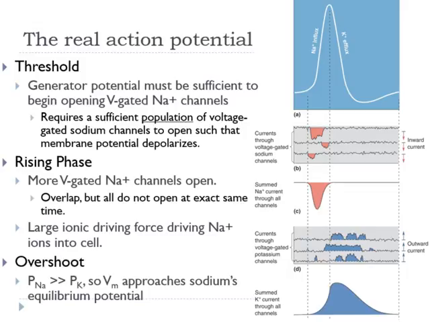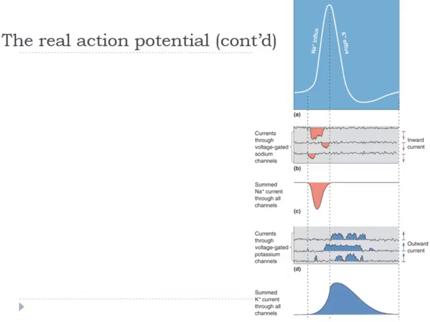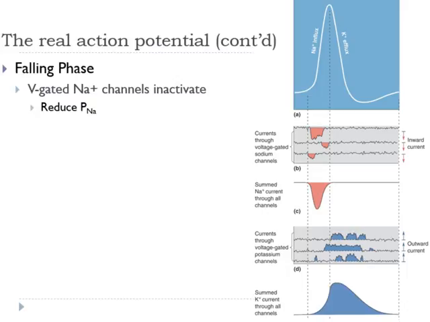Okay, so let me catch up with the narration here in terms of the wording. So the rising phase was caused by more voltage-gated sodium channels opening after the initial ones do. There's overlap, but not all will open at the exact same time, but this collectively is going to cause a large ionic driving force as sodium ions rush into the cell, and that's what's shown by this summed sodium current over here. That causes us to get into this overshoot. So our membrane potential is reaching, or almost reaching, not quite, but it's approaching sodium's equilibrium potential. But then what will happen is the sodium channels will all inactivate, so we no longer have good sodium permeability anymore. There's no more sodium current.